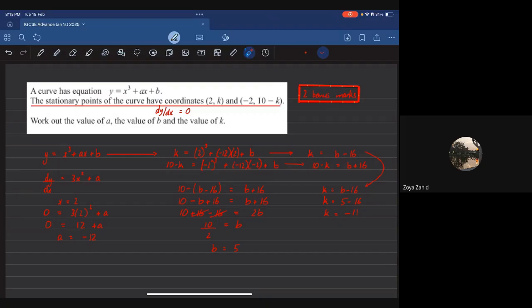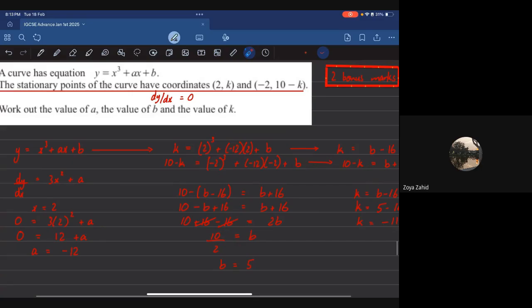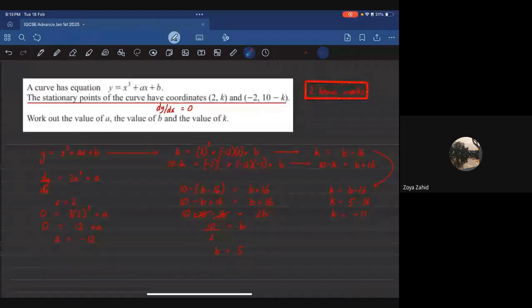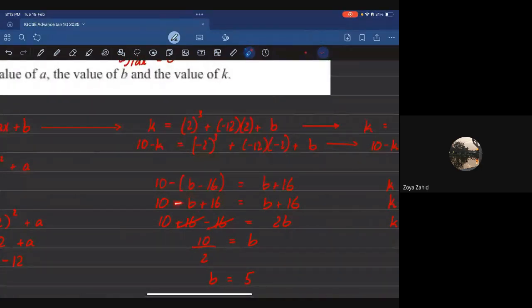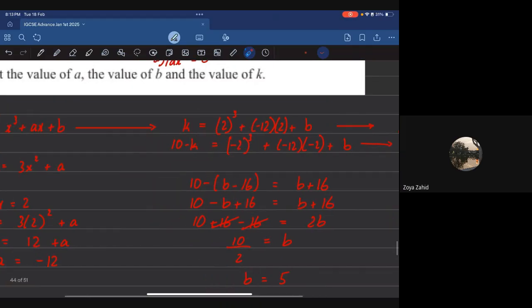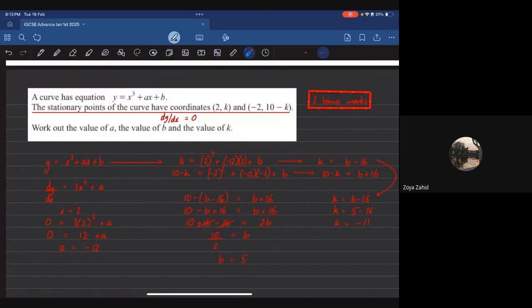Sorry, could you repeat that, sir? Where did you get the 2b from? It was minus b over here and it's b only over here. When I take b to the other side, it's going to be b plus b, so 2b. Okay? The reason for that is this was minusing with the entire bracket because I replaced it. So minus minus cancels out and 16 becomes plus, and minus b becomes minus b. Clear? Anyone who has any questions with this, let me know.